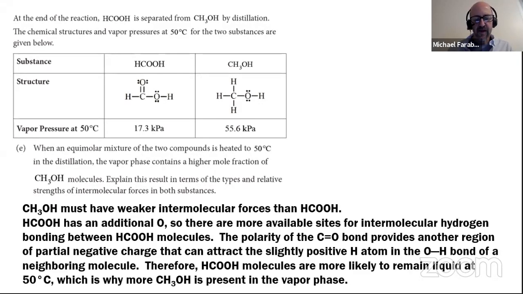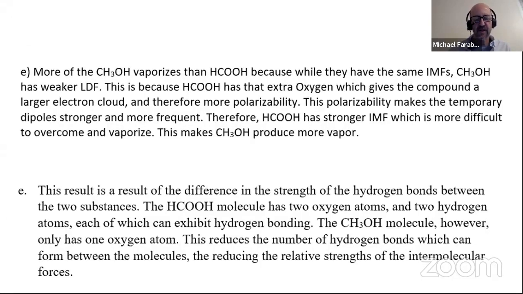Or the polarity of the CO bond in the HCOOH molecule provides another region of partial negative charge that can attract the slightly positive H atom in a neighboring molecule. So again, extra opportunities for forming hydrogen bonding interactions. Okay, here are some student answers.